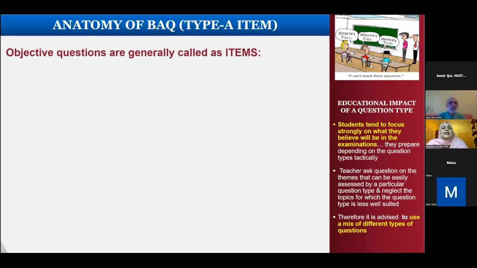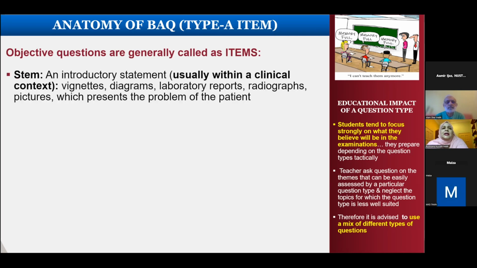Okay, what is the anatomy of the BAQ? The type A items have a stem, which is an introductory statement, usually within the clinical context.